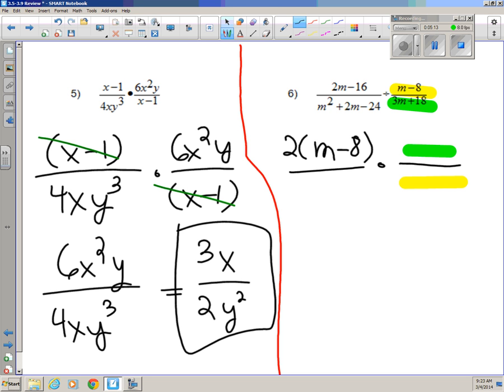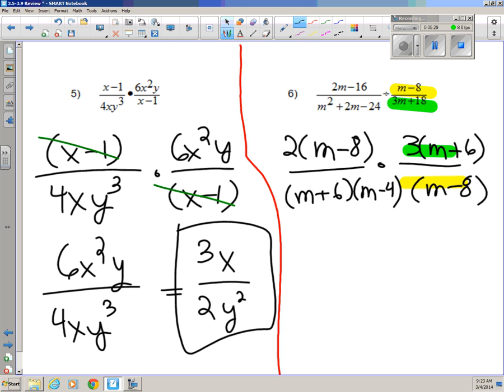On the bottom, what's going to multiply to 24 negative, but add to 2 positive? It's going to be a positive 6 and a negative 4. My new numerator is a GCF, 3m plus 6. My new denominator, binomial, not factorable. There it is. What can we get rid of? M minus 8, m minus 8, m plus 6, m plus 6.